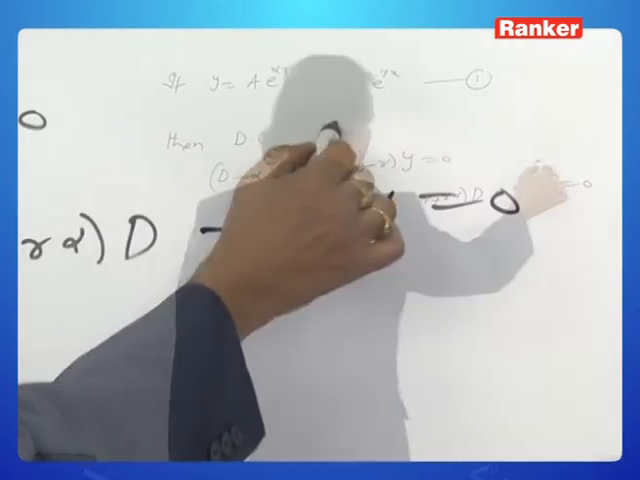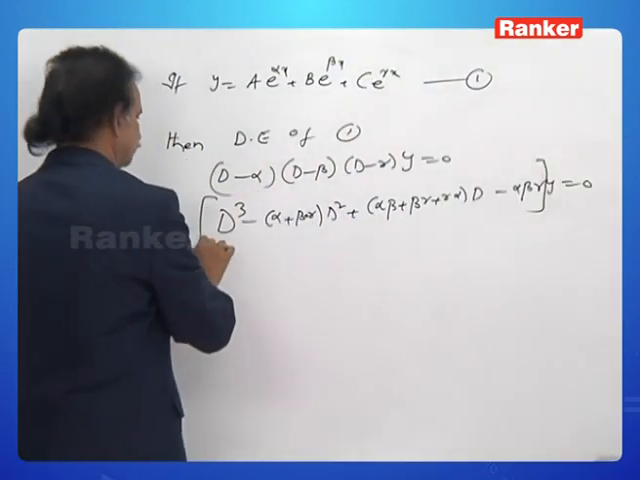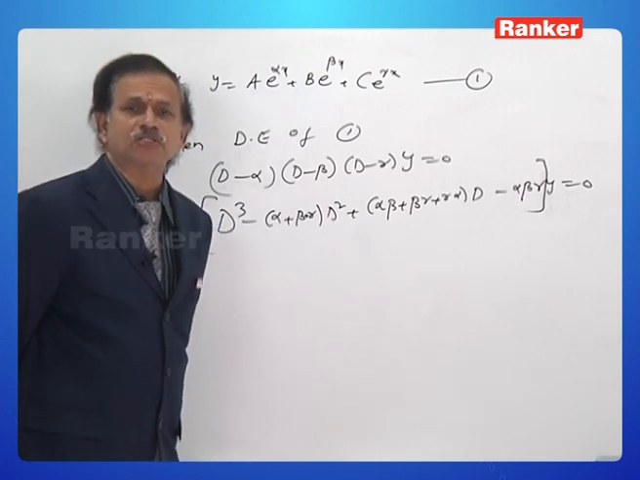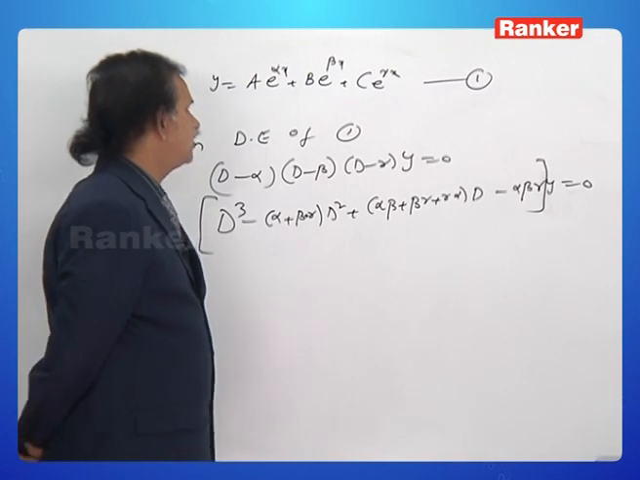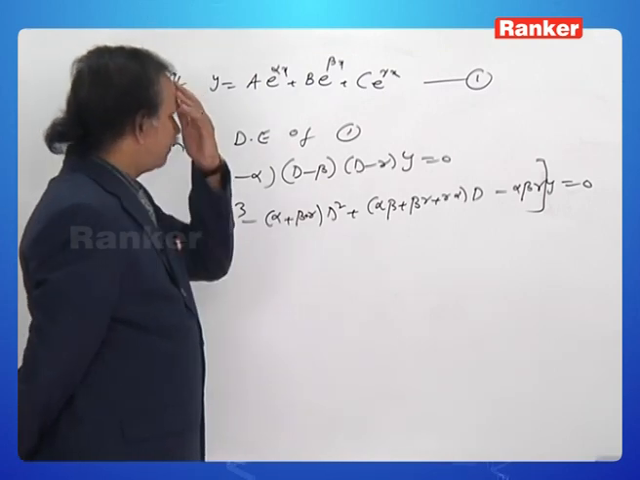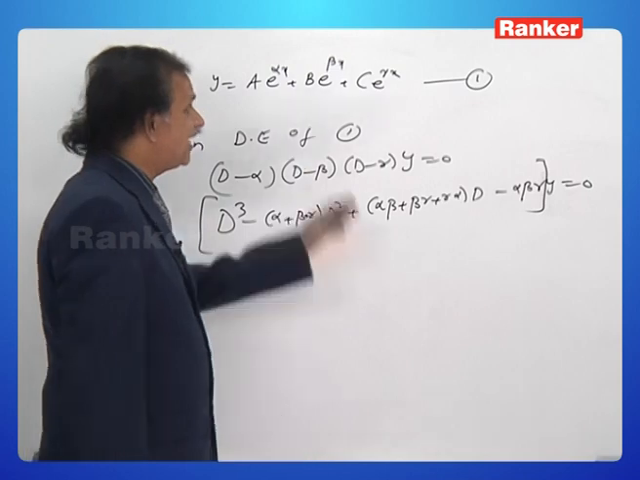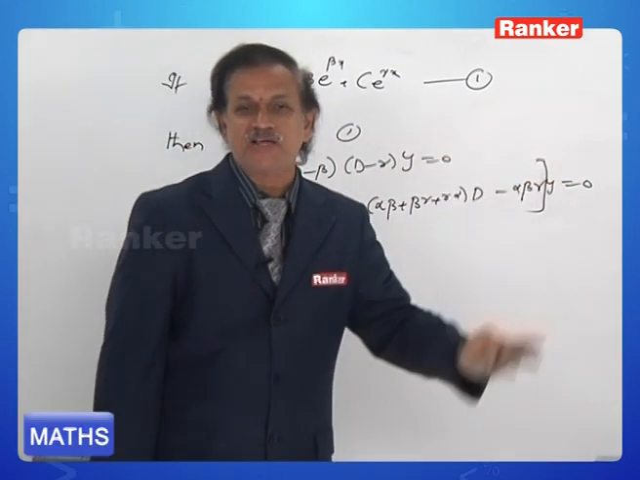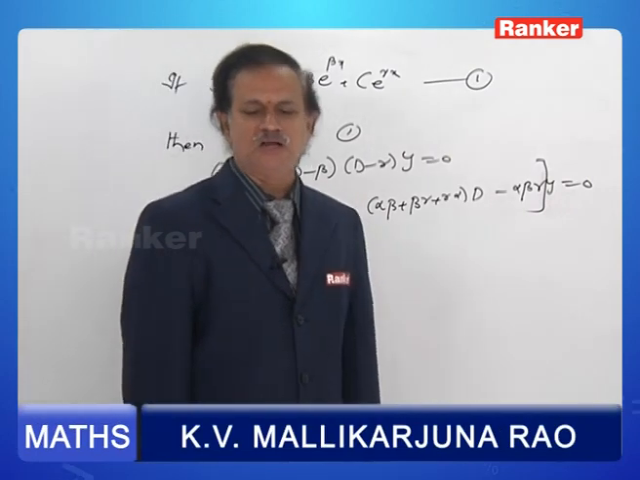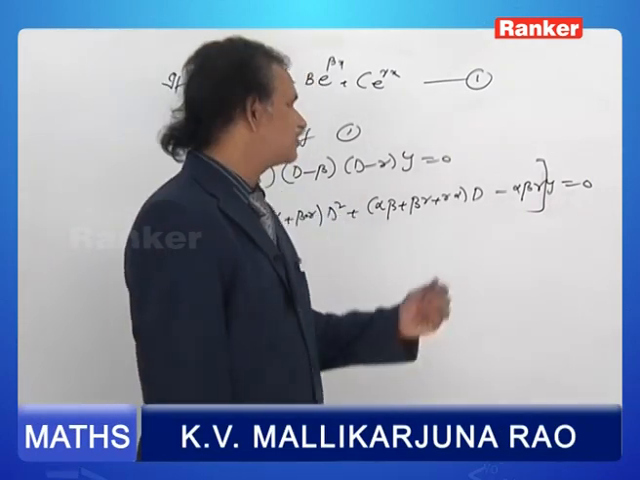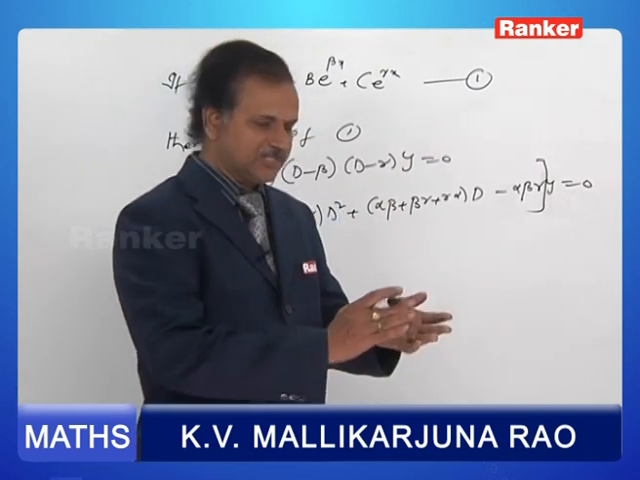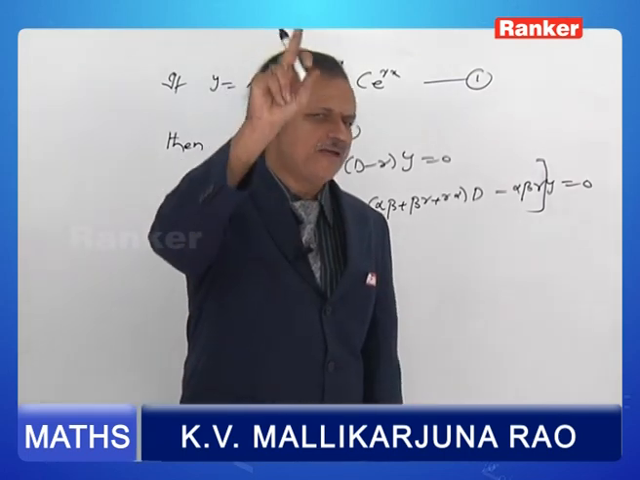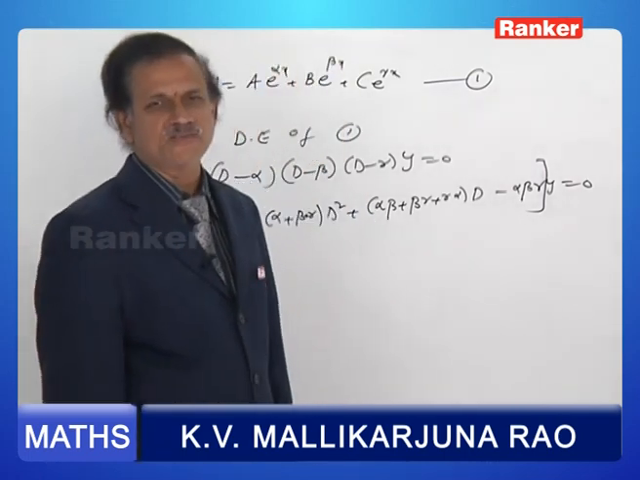Alpha beta gamma of y is equal to 0. You may get another doubt. If y is equal to a e^(alpha x) plus b e^(beta x) plus c e^(gamma x) plus d e^(delta x), if there are 4 such constants to be eliminated, then also we will be able to extend this. How? (D minus alpha)(D minus beta)(D minus gamma)(D minus delta) of y is equal to 0. That gives you the answer.